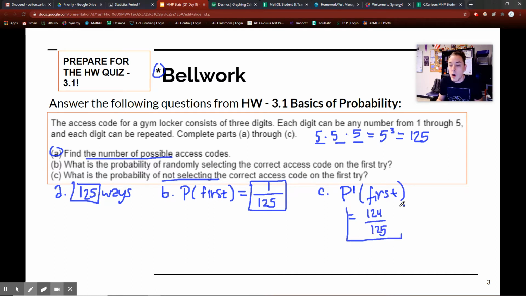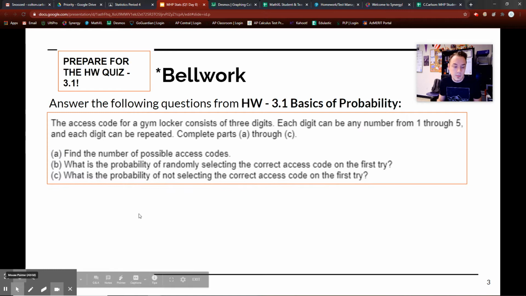So really it's all the other codes that aren't the actual access code. And there's 124 access codes that don't work the first time, whereas there's one access code that does. So this is a complement, and this is the first access code that does work. Okay? Very simple. I don't know if MyMathLab will ask you for decimals, but you just plug them in your calculator, and then you get the decimal. Sweet. Let's erase. Let's move on.